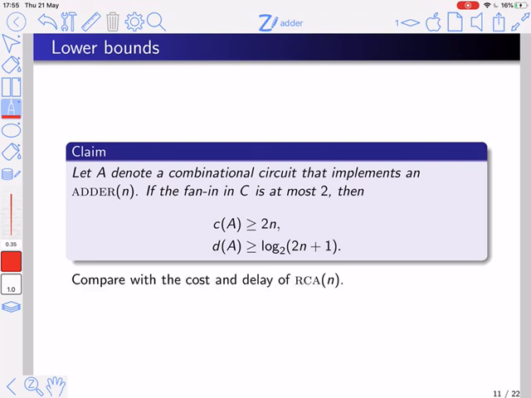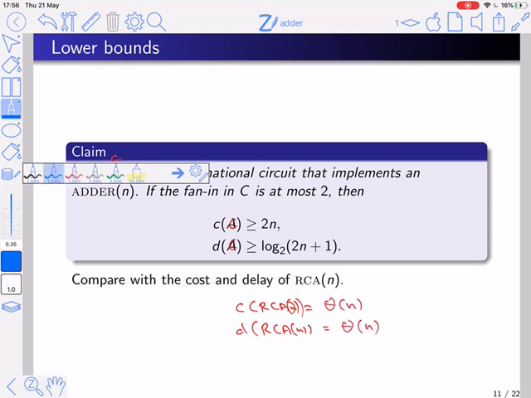So, what we conclude from the analysis of the size of the cone is that if C is a combinational circuit that implements an adder, and if the fan-in in C is at most 2, then the cost of C is at least 2n, and the delay of C is at least the log of 2n plus 1. Now, if we look at the RCA, we know that the cost of the RCA is theta of n, and that the delay of an RCA, with parameter n of course, is also theta of n. What this means is that here we're good, we're linear, the lower bound is linear, and we are linear. And here we're bad, because the lower bound is logarithmic, and the delay is linear.